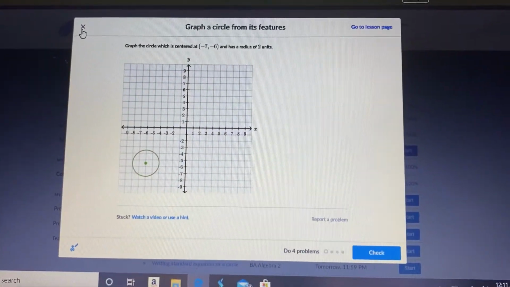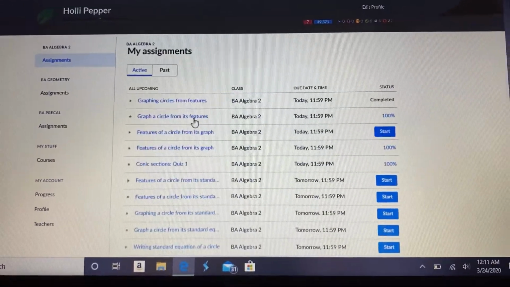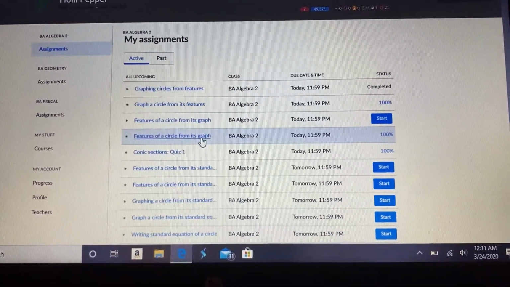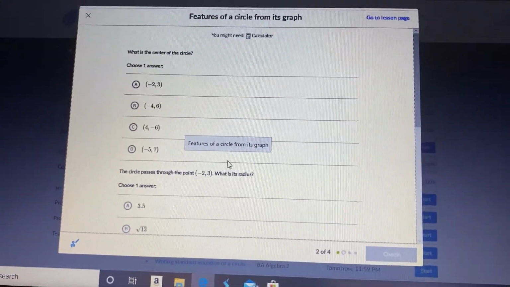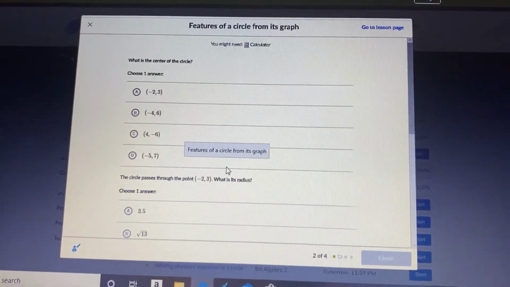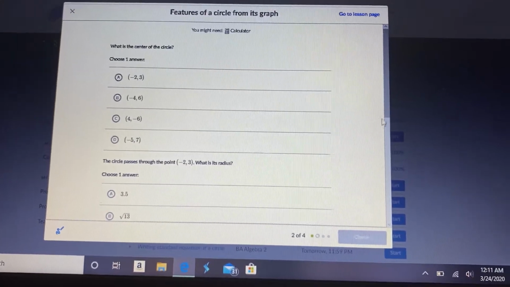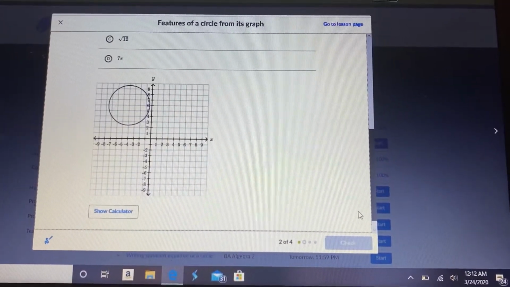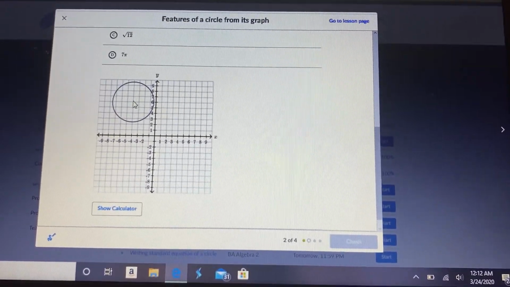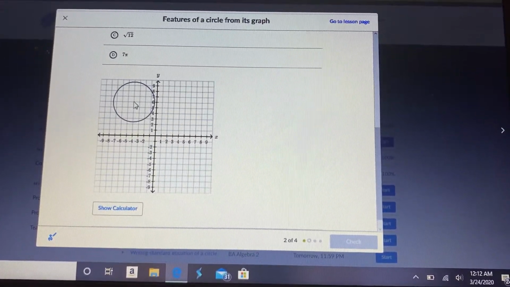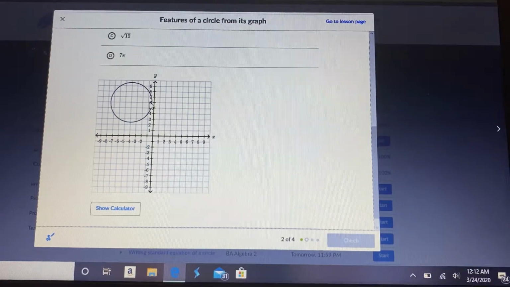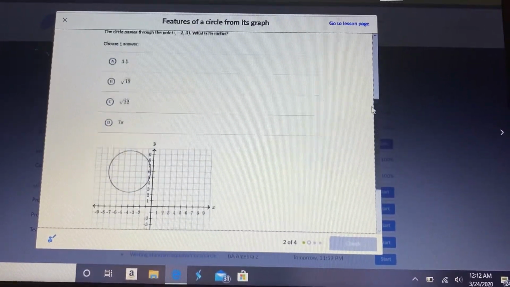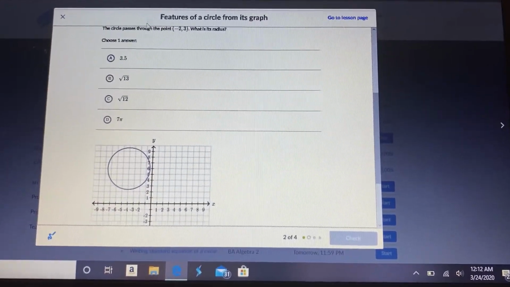The second activity that you will do today makes you look at the graph, and you have to tell where the center is and what the radius is from that. Now some of these are a little more straightforward. You can kind of eyeball some of these and tell where the center is, and then it's really easy to count: 1, 2, 3. This one you don't know. Is that 3.5? Is that the square root of something? You've got 2 choices really close together.